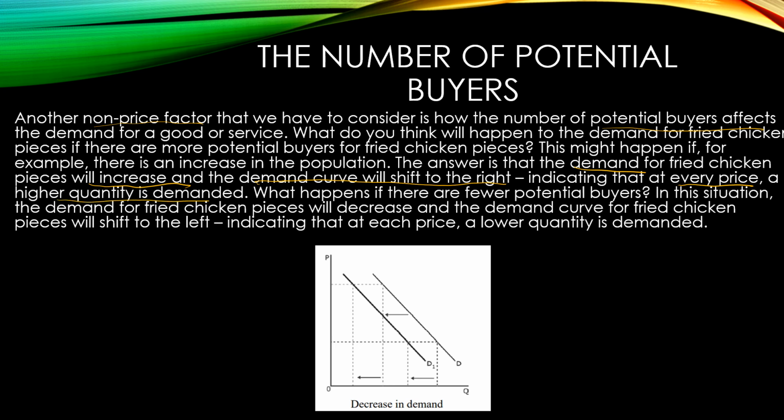What happens if there are fewer potential buyers? In this situation, the demand for fried chicken pieces will decrease and the demand curve of fried chicken pieces will shift to the left. So this graph shows us the second part of this, the decrease in demand when there is a smaller number of potential buyers. An increase in the number of potential buyers will have the graph looking like this. So it's increasing.